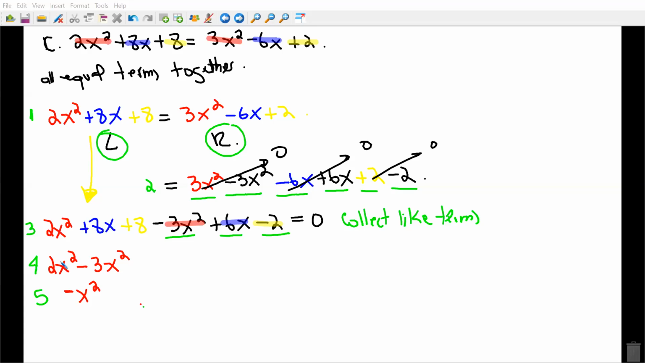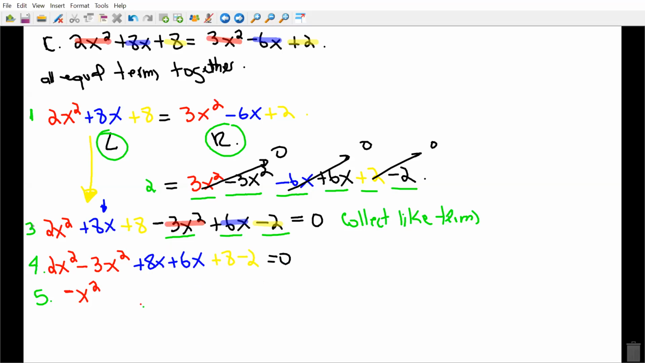Okay, so in step number 4, here's where we were. Green, we said, and now I'm going to be turning into blue. Okay, now I had an 8x, this one, yes? And I have a 6x, so 8x plus 6x. And I had a plus 8, and I had a minus 2. And this was going to be equal to 0, right?